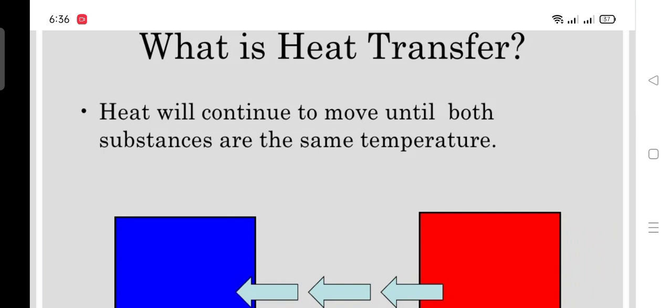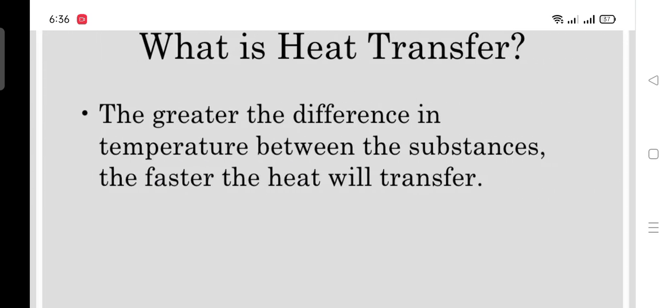The third point is about the heat transfer. Heat will continue to move until both substances are at the same temperature. It means the heat continues to move until both substances acquire equilibrium. It means both substances acquire the same temperature, and then the heat transfer stops.